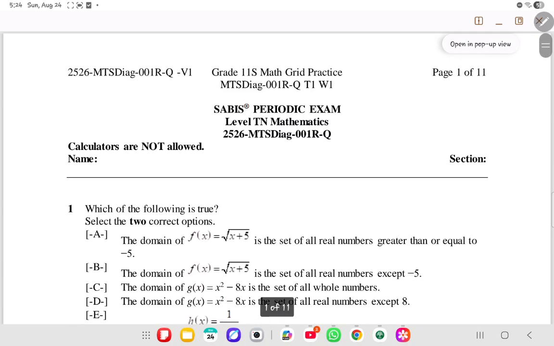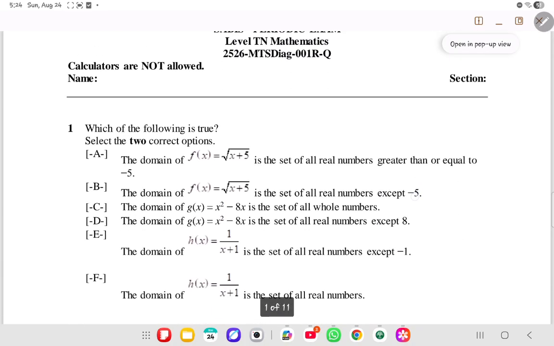It's only 7 pages of questions and I'll be solving them all. And don't worry, I'm gonna be doing it without calculators as well. So they're saying, which of the following is true? Select the two correct options. They're going to ask us about the domain of these types of equations.